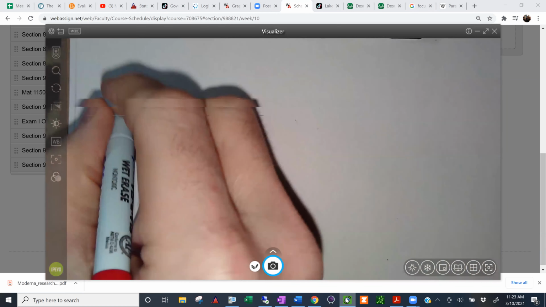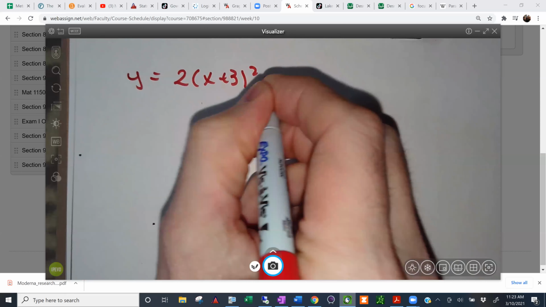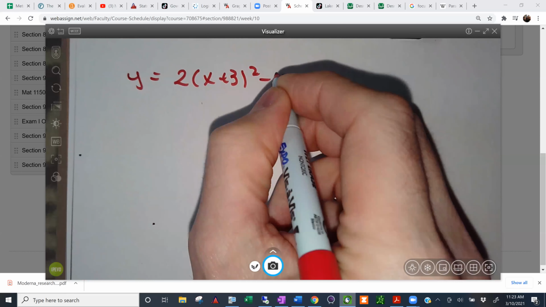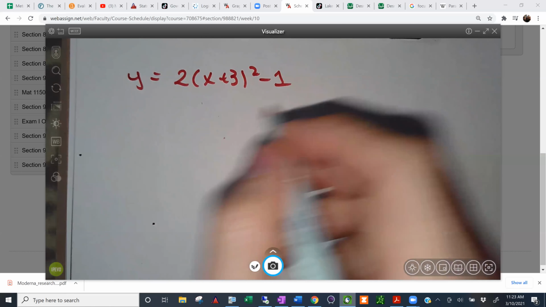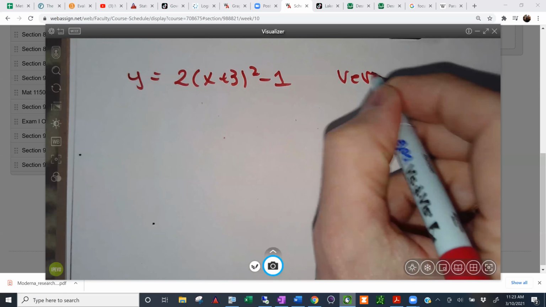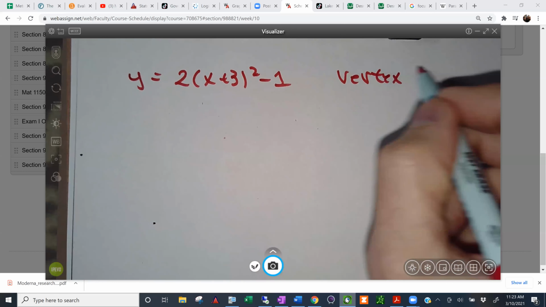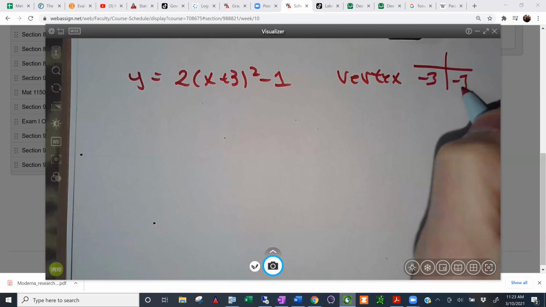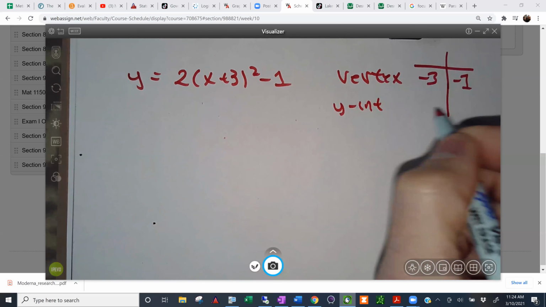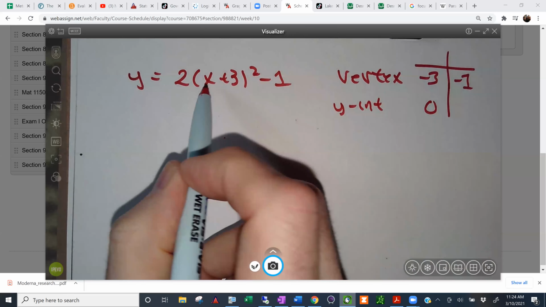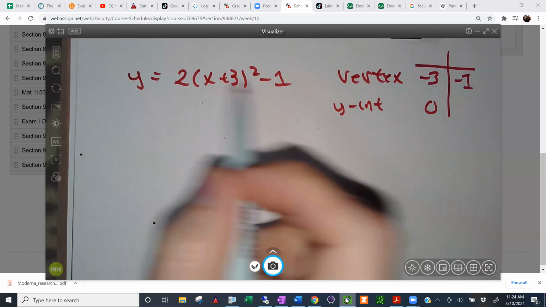Let's say we had something to graph like y equals 2 times (x plus 3) squared minus 1. Okay, so let's practice finding the vertex real quick. Where's the vertex? -3, -1. Perfect. But if you're trying to find the y-intercept, that means you're going to set x equal to 0. 0 plus 3 is 3, squared is 9, times 2 is 18, minus 1 is 17.